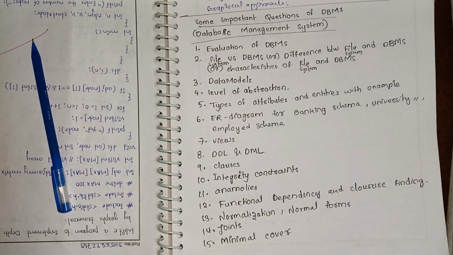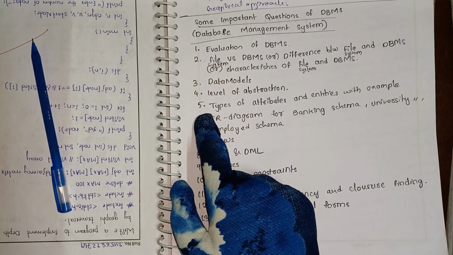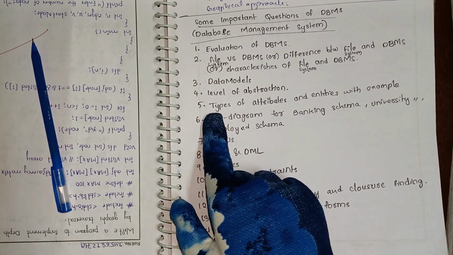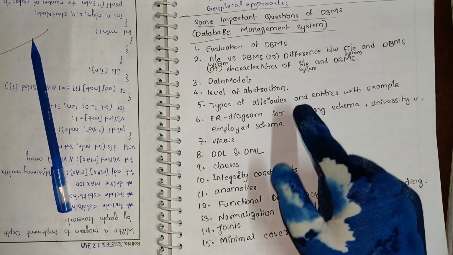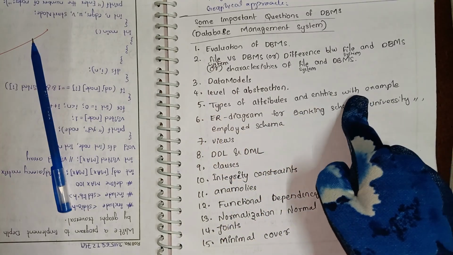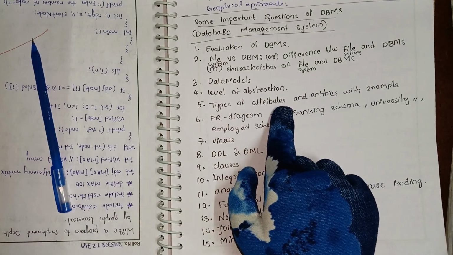So in the previous class I have explained the fifth question's half answer, that was types of entities, okay, with example. And in this class I will explain types of attributes.